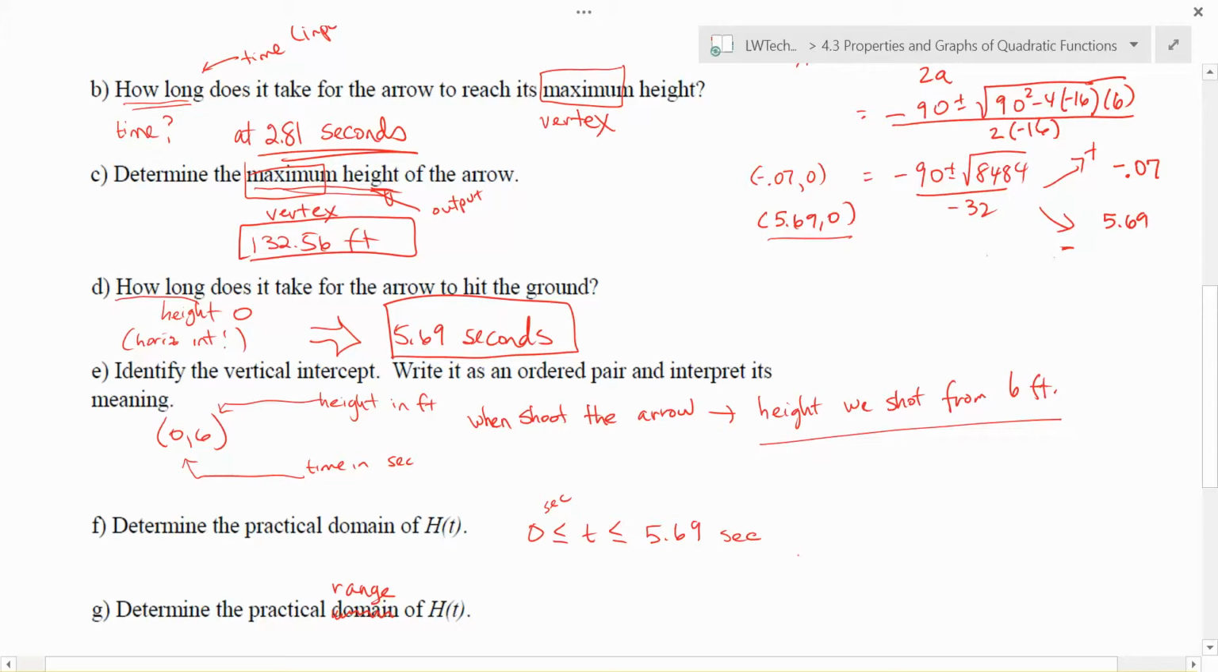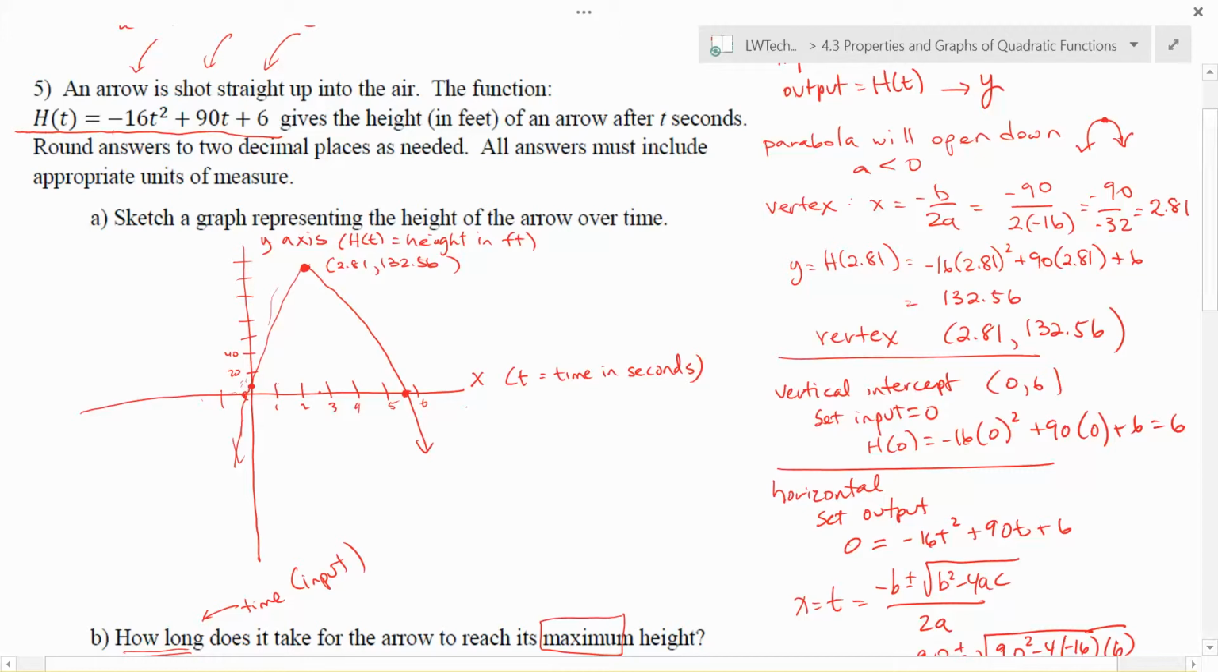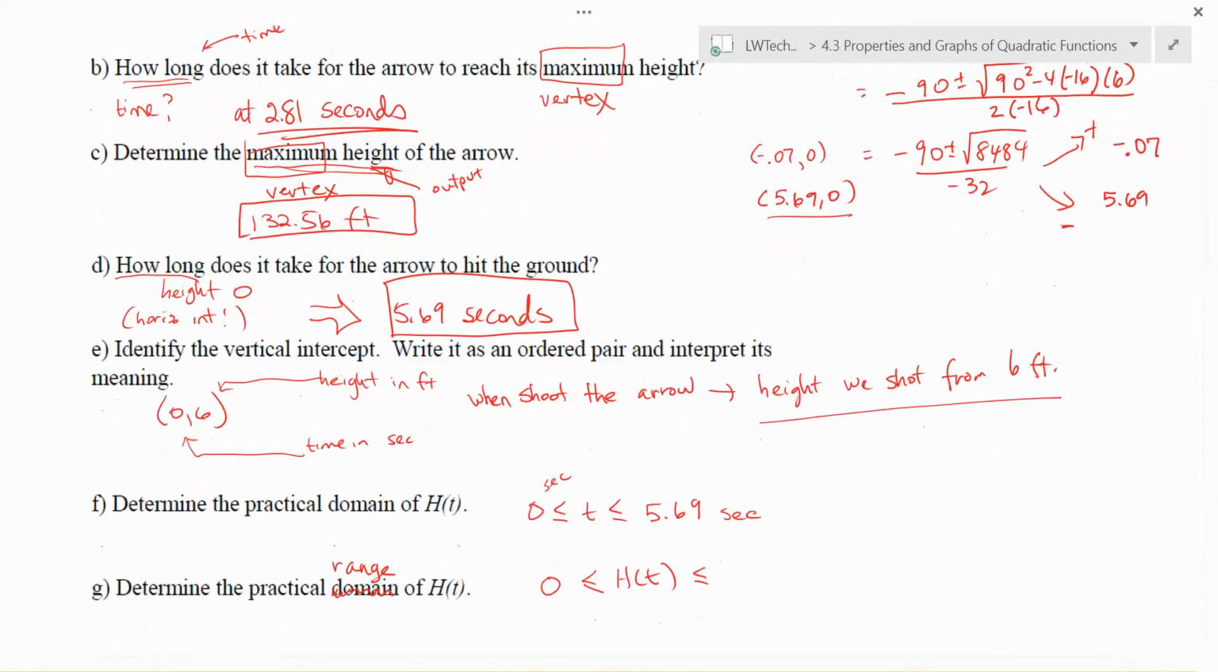The practical range is going to be the different values of height that we could take on. The lowest height that we ever get to is when the arrow crashes into the ground, and that happens when h of t is 0. The highest value that our arrow traveling can take on is the vertex up here at the top, and that happens at 132.56 feet. So that's going to be the extent of the practical range. I only really care about the heights between 0 and 132.56.